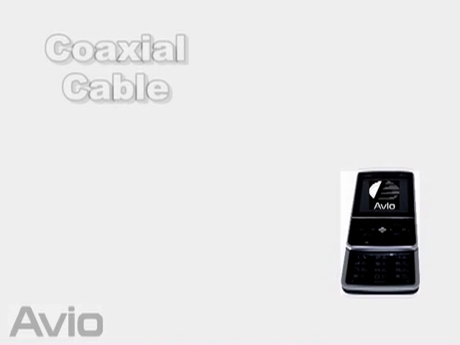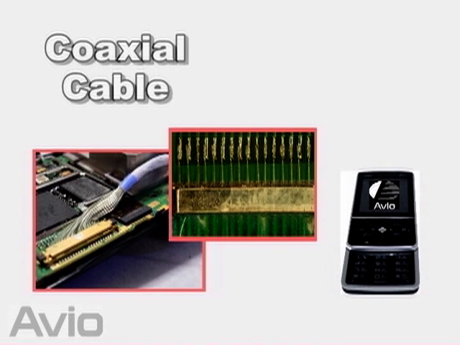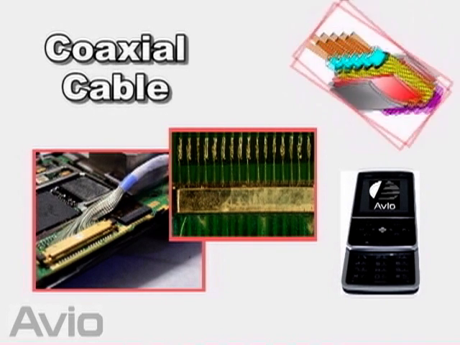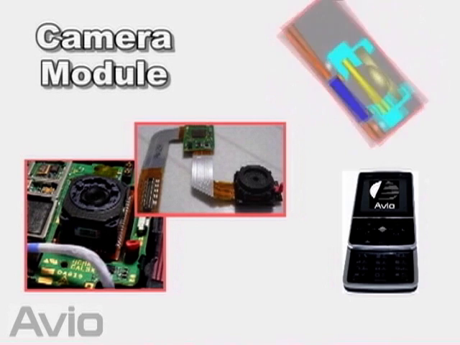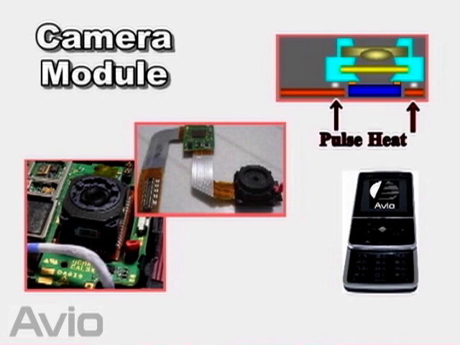A coaxial cable example. Soldering is achieved by heating the ground bars simultaneously from top to bottom. An example of camera modules. A module and an FPC are soldered together by heating from the rear surface.